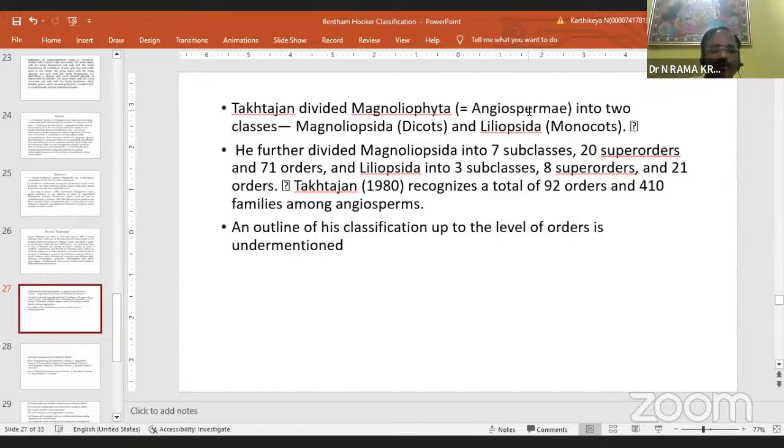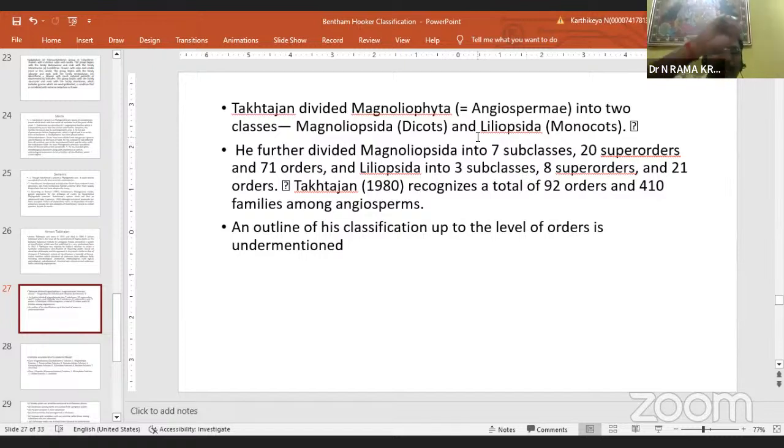The recent taxonomical standard does not say Angiosperms. They are saying Magnoliophyta. Magnoliophyta means Angiosperms. Now, this Magnoliophyta, nothing but Angiosperms, is divided into two classes. One is Magnoliopsida. The second one is Liliopsida.